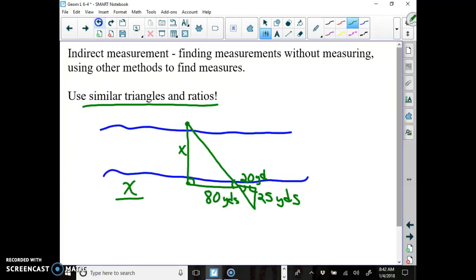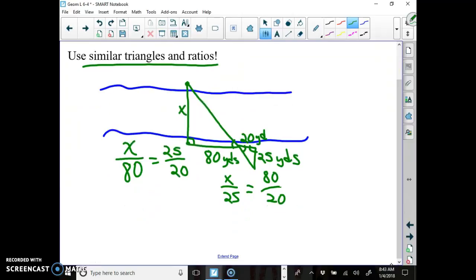X is to, which way do you want to do it? Do you want to go X is to 80 as 25 is to 20? Do you want to do X is to 25 as 80 is to 20? Notice the cross products will be the same for both. When you cross multiply, you're going to get 20x equals, isn't that 2,000? And when you divide, x is 100, so both of them will reduce the same.